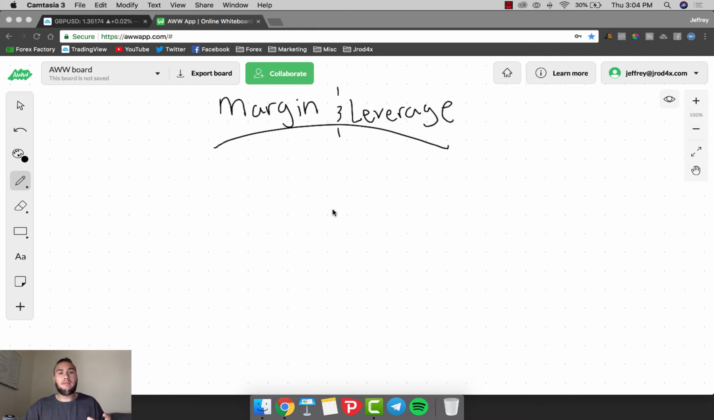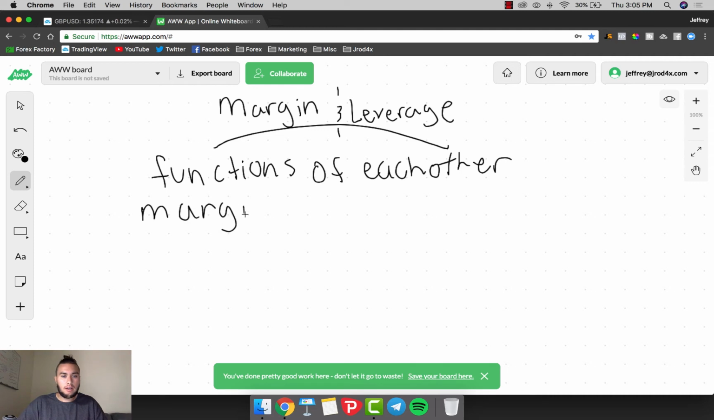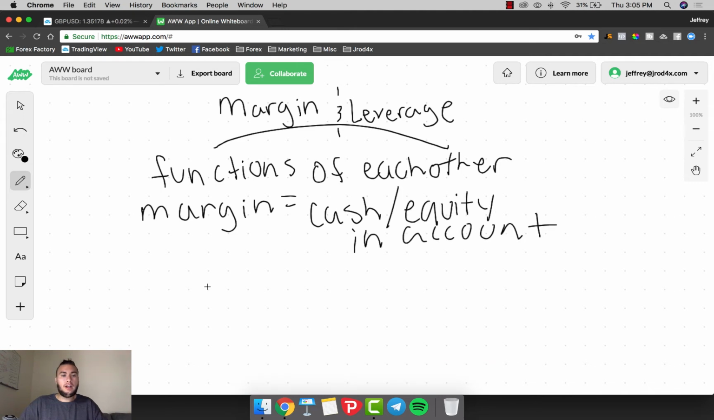So margin and leverage, basically these two things work hand in hand, right? If you understand margin, you should understand leverage. So let's go ahead and explain exactly what this is. These two are functions of each other. Margin means the cash available in your account or equity in your account. Say you have a $1,000 trading account. You have $1,000 that is available to be traded.